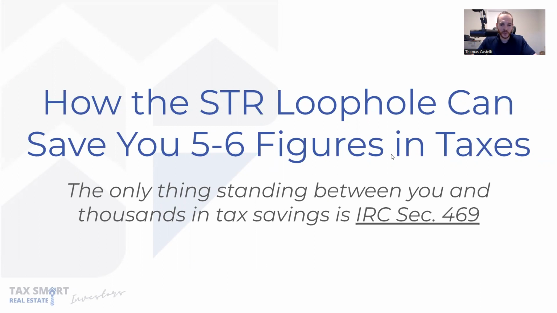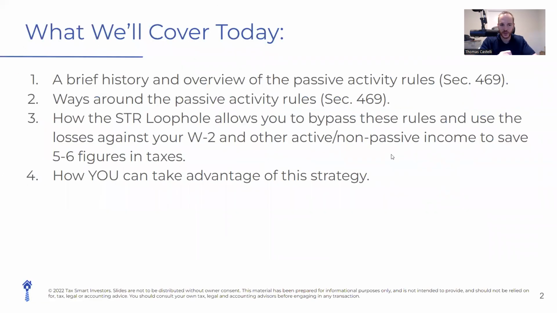So what we're going to be going through here tonight is a brief history and overview of the passive activity rules that are found under Section 469. We're going to be going through the ways around these passive activity rules, and especially how the short-term rental loophole allows you to bypass these rules and use the losses from your short-term rentals against your W-2 and other active or non-passive income to save 5 to 6 figures in taxes.